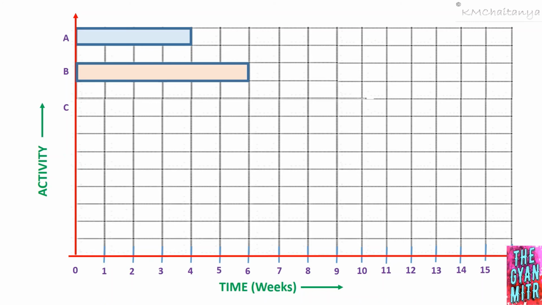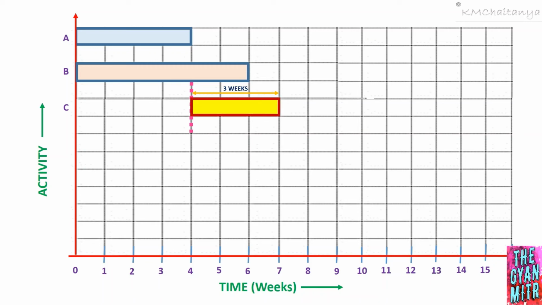Now let's divide activity B into 3 parts. This is the first 1/3 of activity B. This is the 2/3 of activity B. Therefore, as per the relation, activity C is going to start after activity B is 2/3 completed, that is at time t equal to 4. Therefore, from time t equal to 4, my activity C is going to start, and the duration for activity C is 3 weeks. Therefore, activity C is going to look something like this.